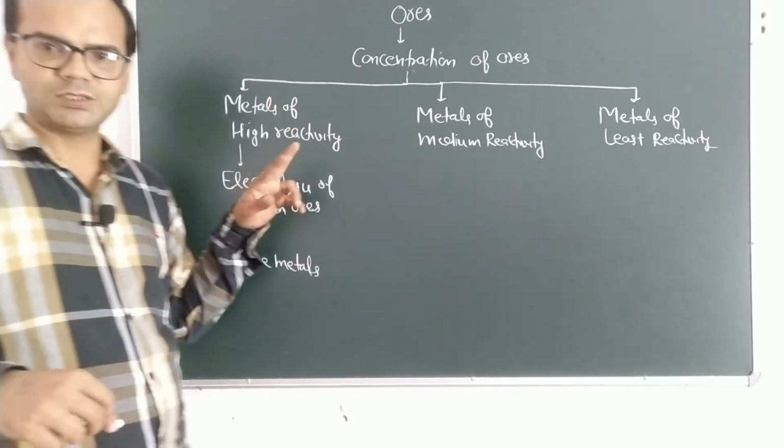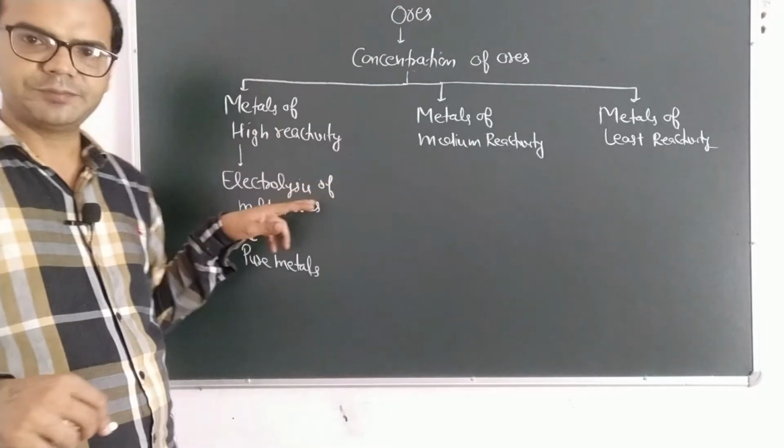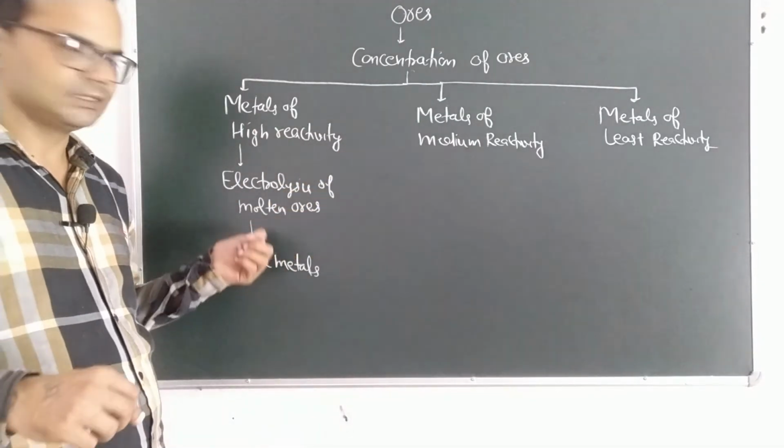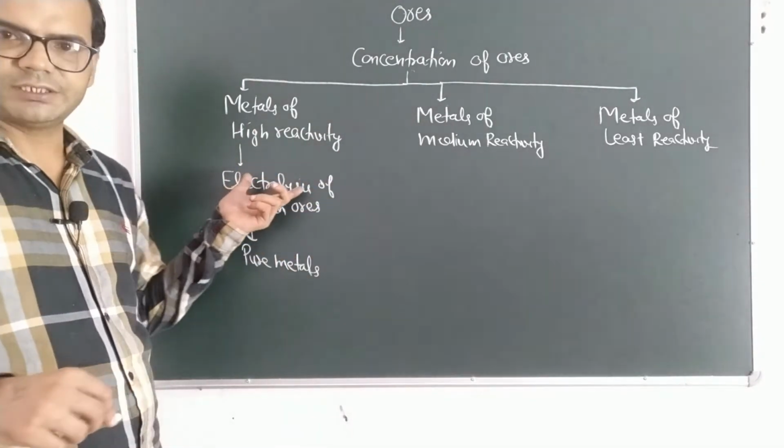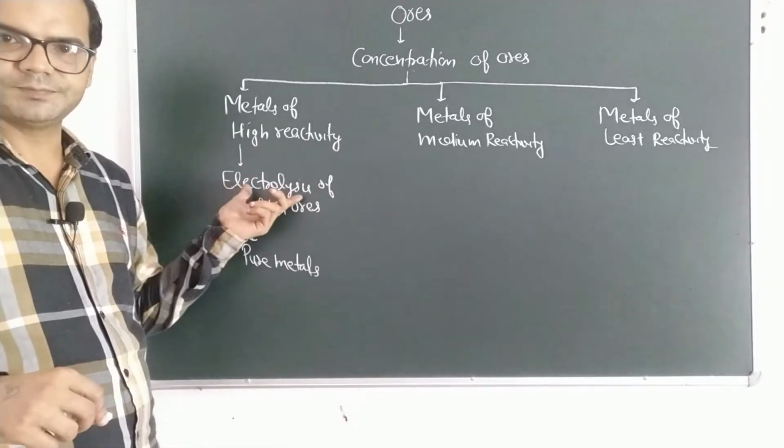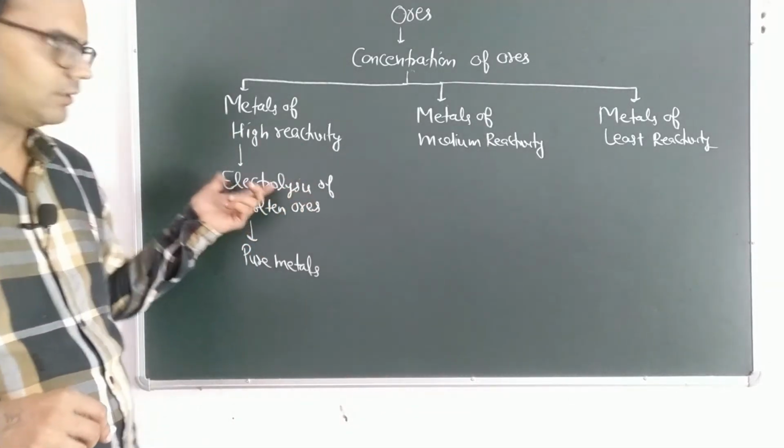In electrolysis, there are two terminals, cathode and anode. Metals are liberated at the cathode because the cathode is the negative terminal in the electrolytic cell. This process is carried out in an electrolytic cell.